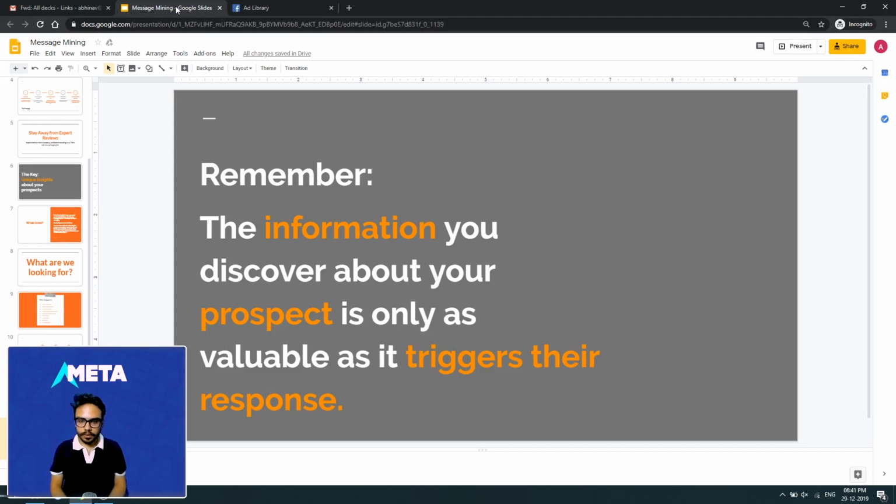Remember again, this is something that I've told you before. The information that you discover about your prospects is only as valuable as the response it triggers. So don't just pick random information. That this guy was a 24-year-old might be relevant if it has a context, but otherwise you've got to pick information that has to do with the problem statement that you're solving, not random. If they had kids, or the kids like playing football, no, not that kind of stuff.